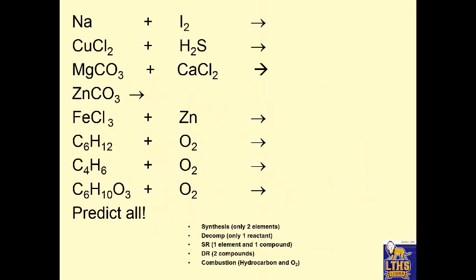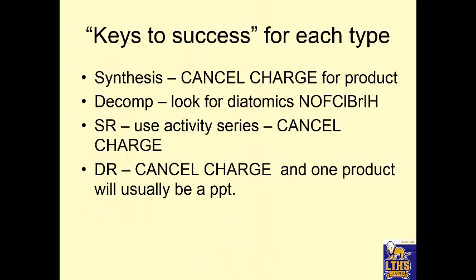All right, this is a list of all the ones we're going to practice when we're in class. Okay, so some of the keys to success are: you see a synthesis reaction, cancel the charge for the product. It's going to be an ionic compound, cancel its charge. Decomposition, look for your diatomics because you're going to get elements. Some of them will be diatomic, those 7.